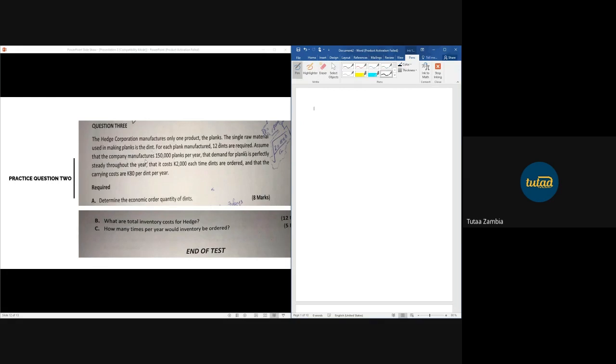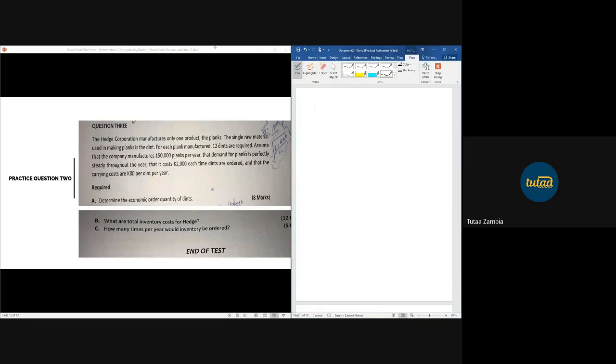Assume that the company manufactures 150,000 planks per year, that demand for planks is perfectly steady throughout the year, that it costs 2,000 kwacha each time dints are ordered, and that the carrying costs are 80 kwacha per dint per year. Required: A, determine the economic order quantity of dints. B, what are the total inventory costs for the Hedge Corporation. And C, how many times per year would inventory be ordered.